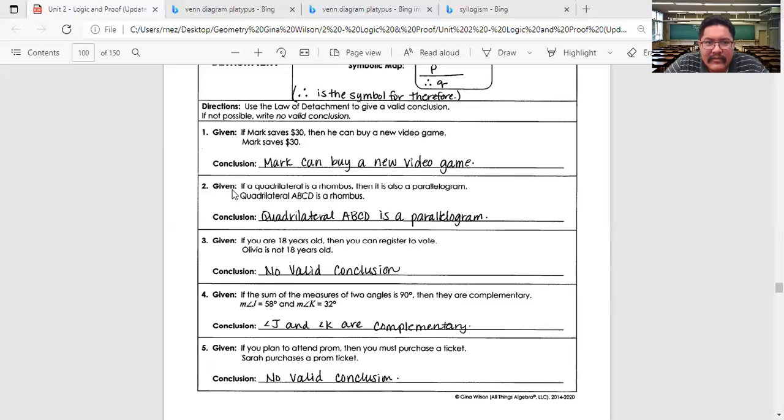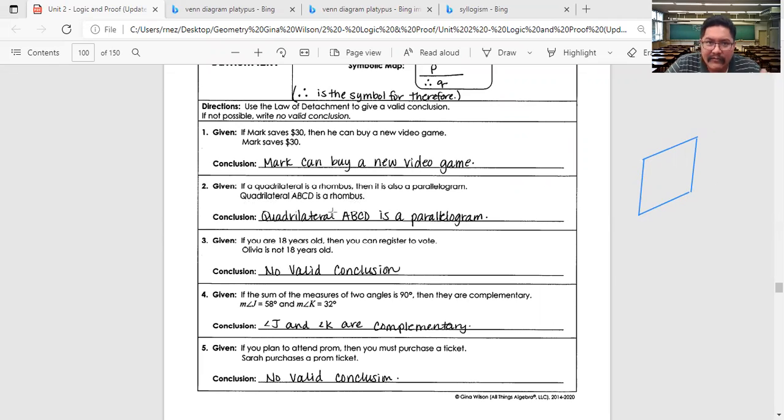All right, so next one, number 2. If a quadrilateral is a rhombus, then it is also a parallelogram. So if it is a rhombus, sometimes we call it a diamond shape. So that would be a rhombus right there. So we know, it says here, this quadrilateral, it tells us it is a rhombus. So this is called ABCD by its points, by its vertices.